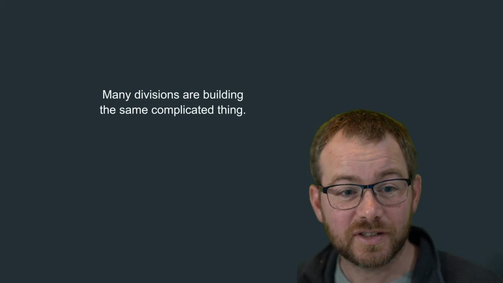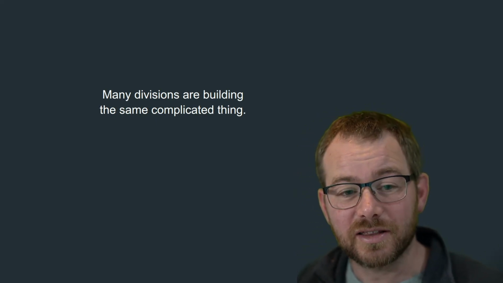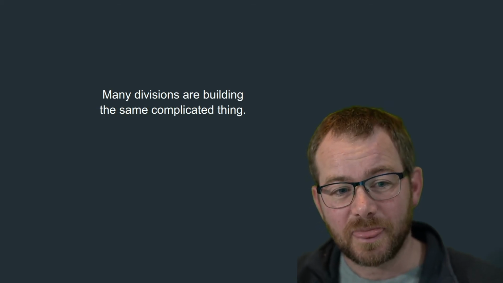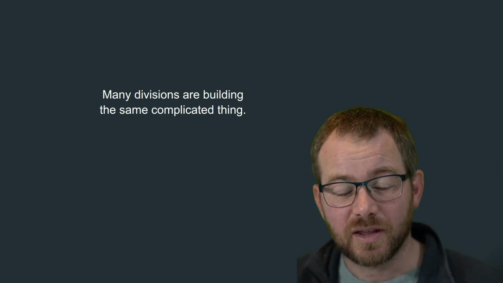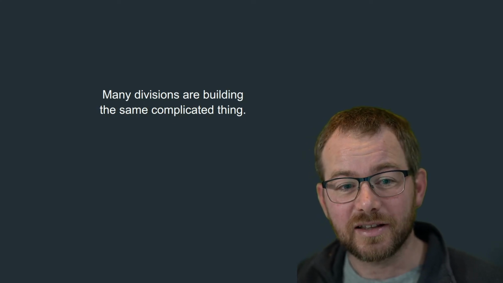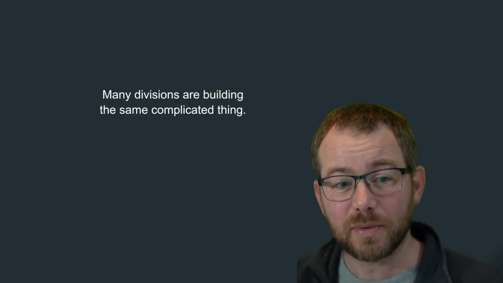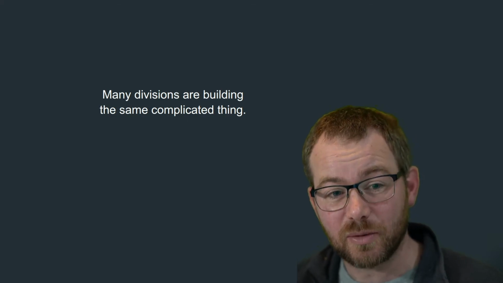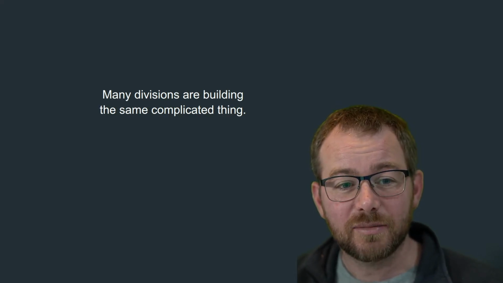So let's tackle the why share first. The answer to this is really simple, really. If many divisions are building the same complicated thing, that's pretty wasteful. And while there's an overhead to building a shared thing, that overhead is usually less than building lots and lots of the same thing. And that word complicated in this sentence is important because that's especially true if that thing is complicated. If that thing is simple, the overhead of all that collaboration might not be worth it.